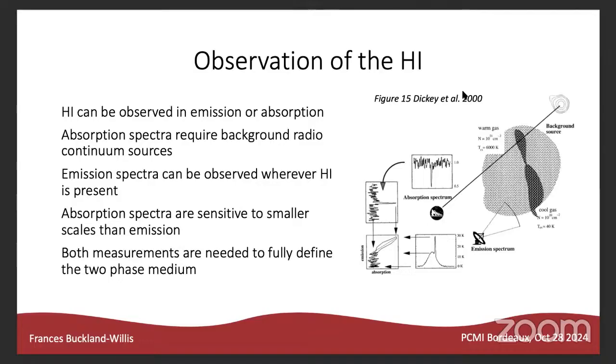So when we observe the neutral hydrogen, we can observe it like any spectral line in emission or in absorption. And to observe the H1 in absorption, we need background sources. So we typically use radio continuum sources, whereas for emission spectra, we can observe it wherever there is neutral hydrogen, which is pretty much everywhere. But the absorption spectra, even though we have less coverage because of this background source density limit, we are sensitive, typically when we do the observations, sensitive to smaller scales because we have smaller beams.